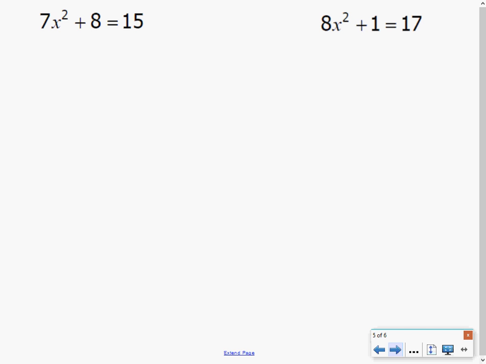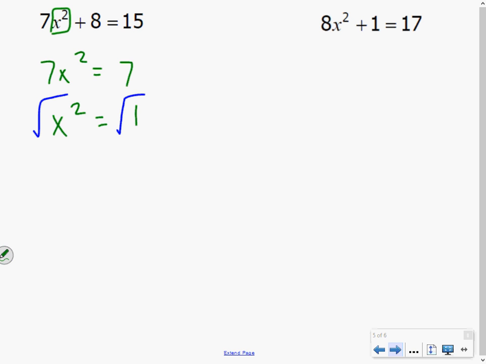So let's take a look at 2 examples on how to do that. I told you guys that we have to isolate the x squared first. Remember, that just means get it by itself. So to do that, I'm going to subtract 8 first, divide by 7, and then take the square root of both sides. If I take the square root of x squared, it's just x. So I take the square root of 1, it's just 1, but we have to be careful.